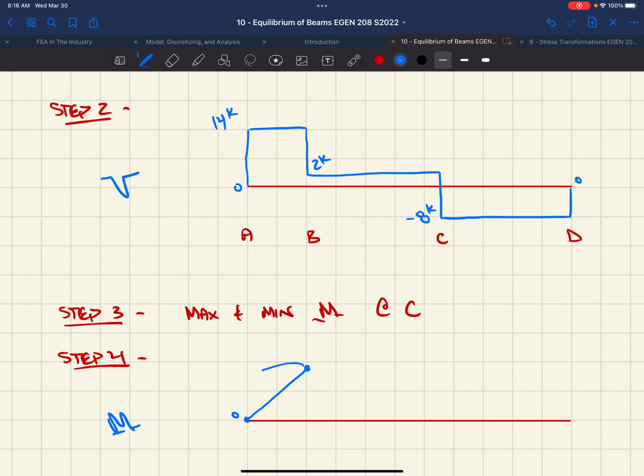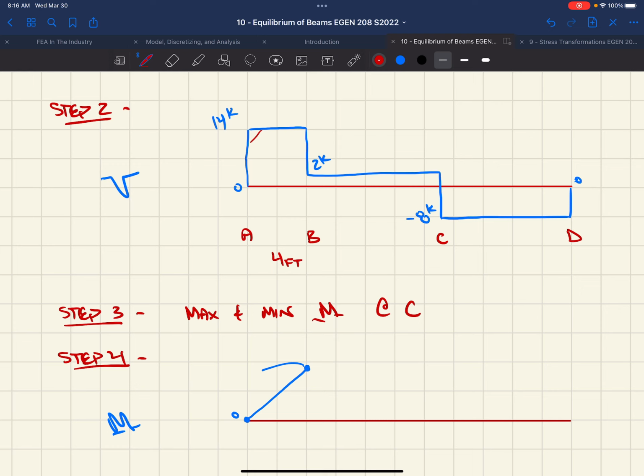What's that point right there? What's the magnitude of that point at the end of that? That point B. What's that? 28. Be 14 times 2? Or no, 14 times 4, right? So it'd be twice that. 56. Right? This is 4 feet.